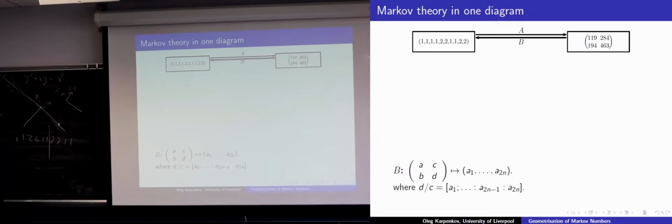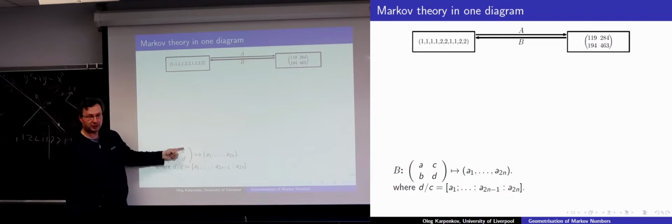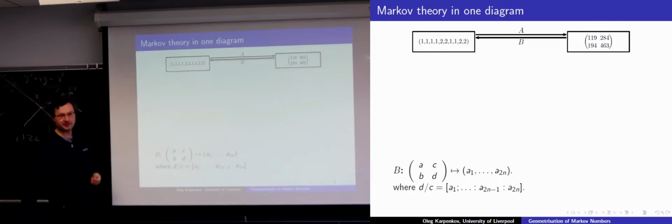Great. Okay. So now how to go back? We already have seen that. We take D over C, write the continued fraction, and we are here.